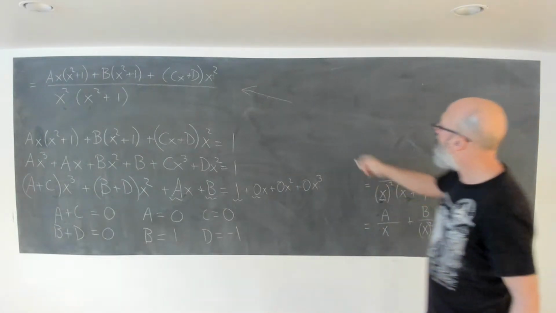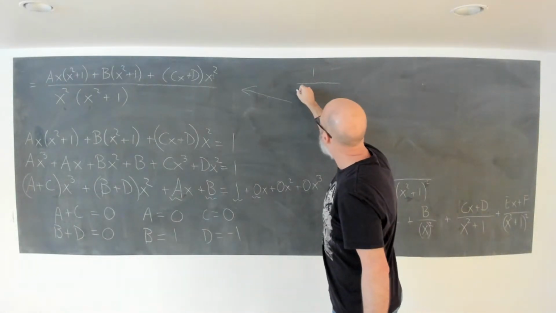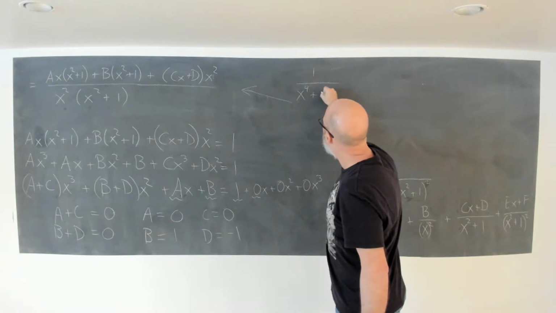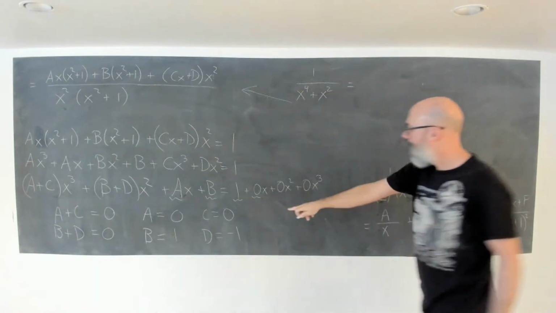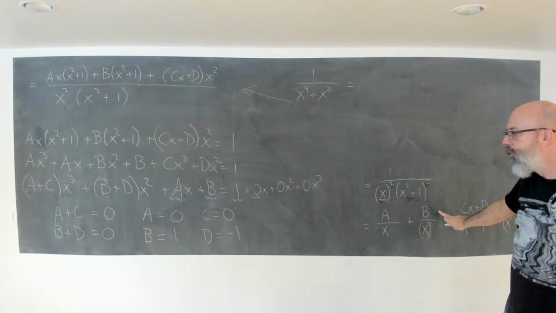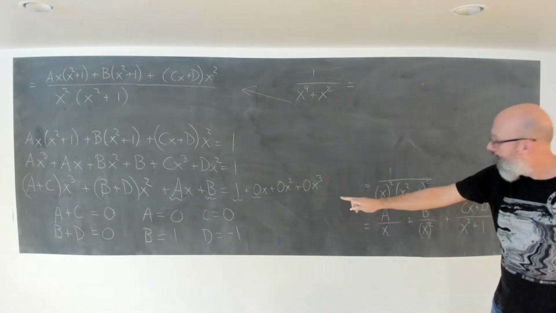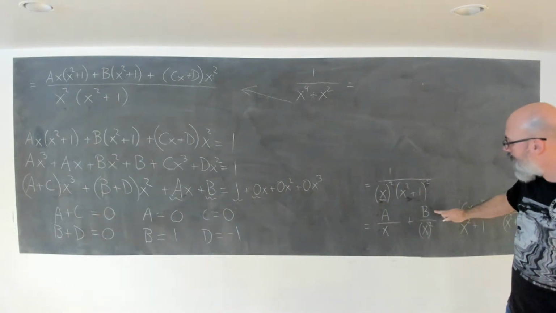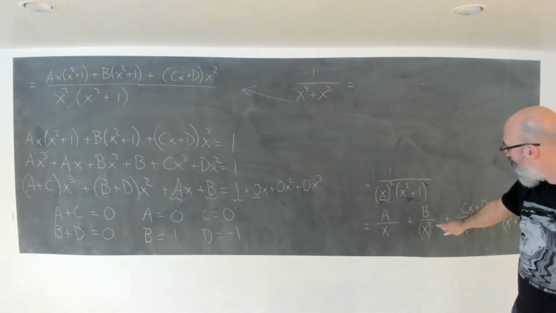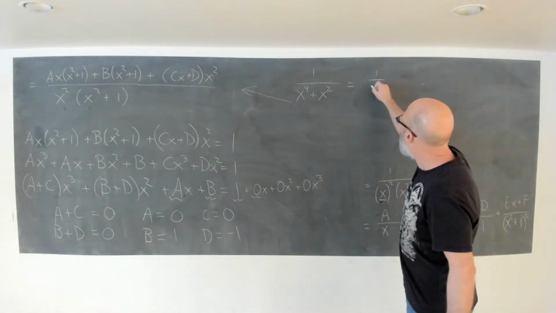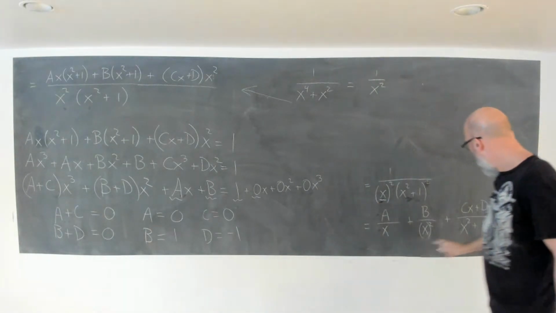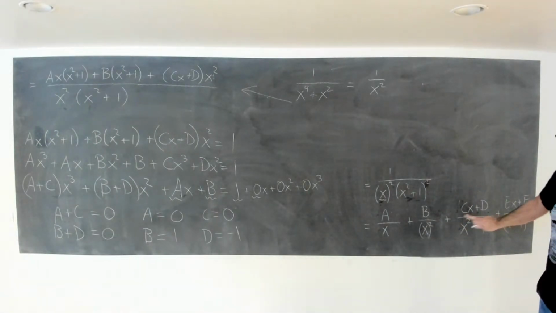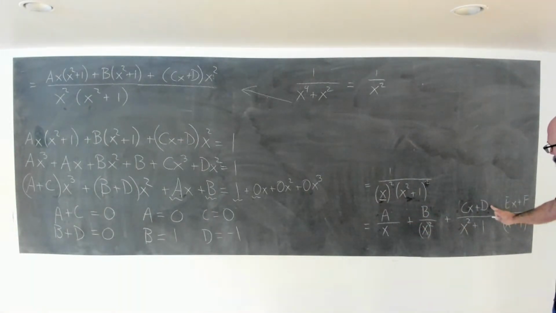So what are we saying here? We're saying 1 over x to the 4 plus x squared is equal to a is 0, so 0 over x, let's forget that. B over x squared, so that's 1 over x squared, plus cx plus d. C we found to be 0, and d is -1.